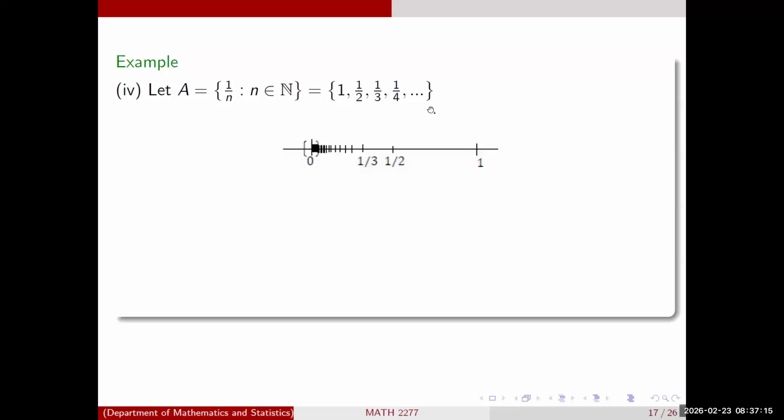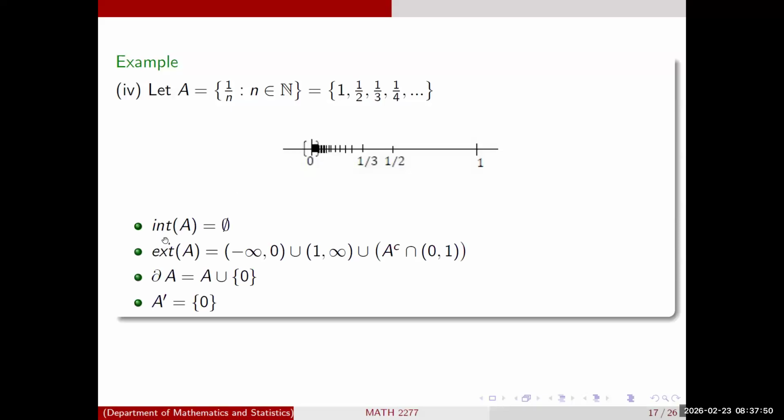Okay. So notice that there are no irrational numbers in this set, right? They're all rational numbers, and you have a sort of diagram over here. So you see from the diagram that all of these points are clustering closer and closer to 0. Notice that 0 is not in A, because there's no natural number you can give me such that 1 over n equals 0. So 0 is not in the set.